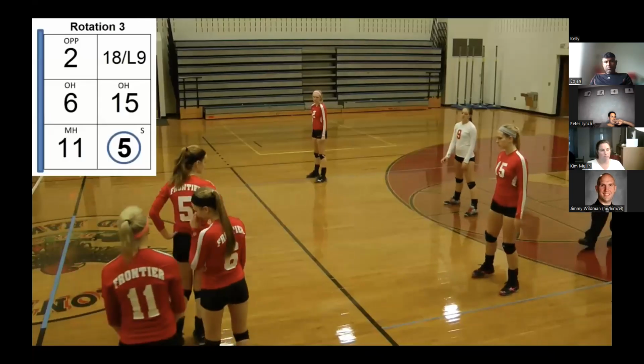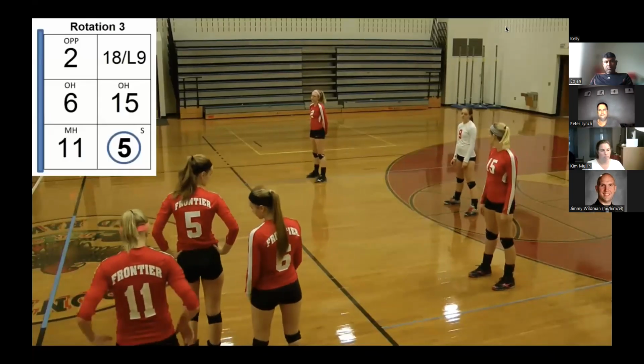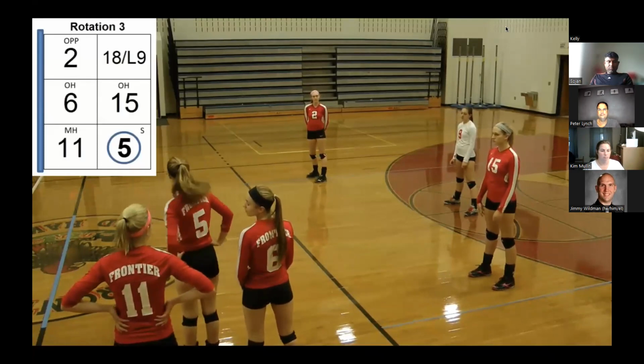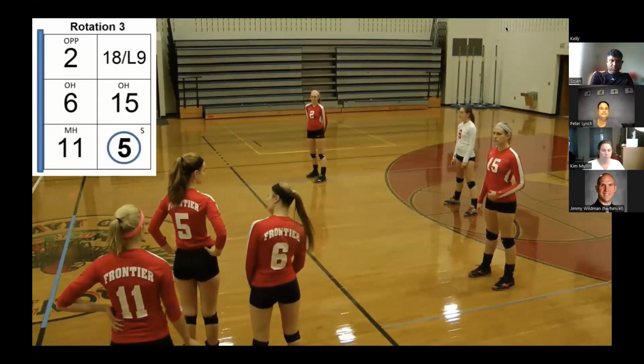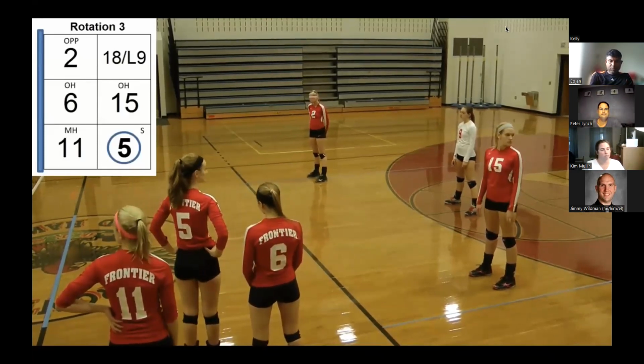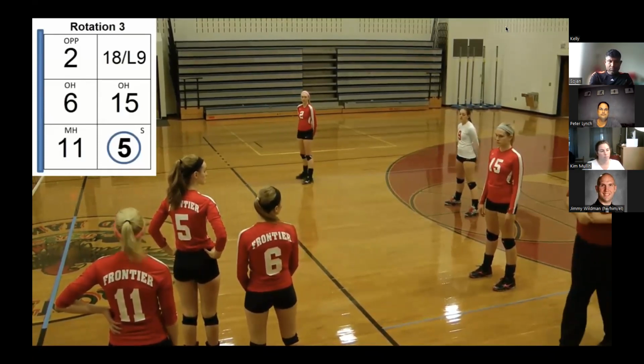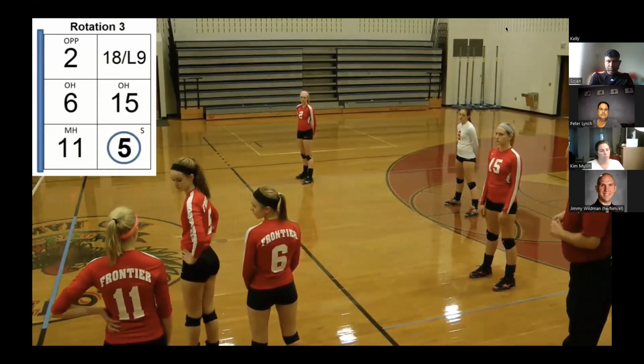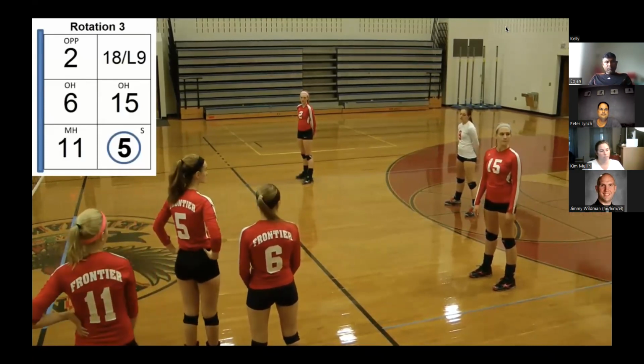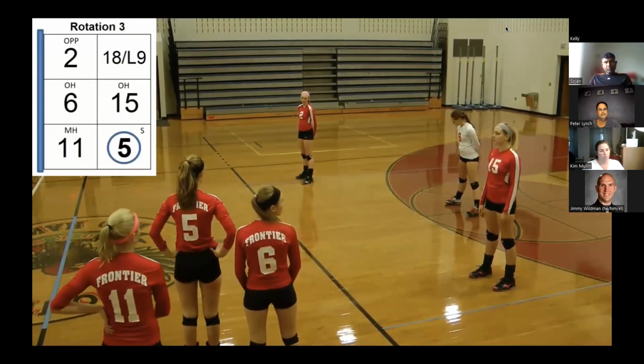And I can have my opposite pass, number 2. Okay, can you see that, Wade? All right. Okay, and so then the potential overlaps are 5 has to stay behind 11. She has to stay left of 15. 2 has to stay in front of the libero.